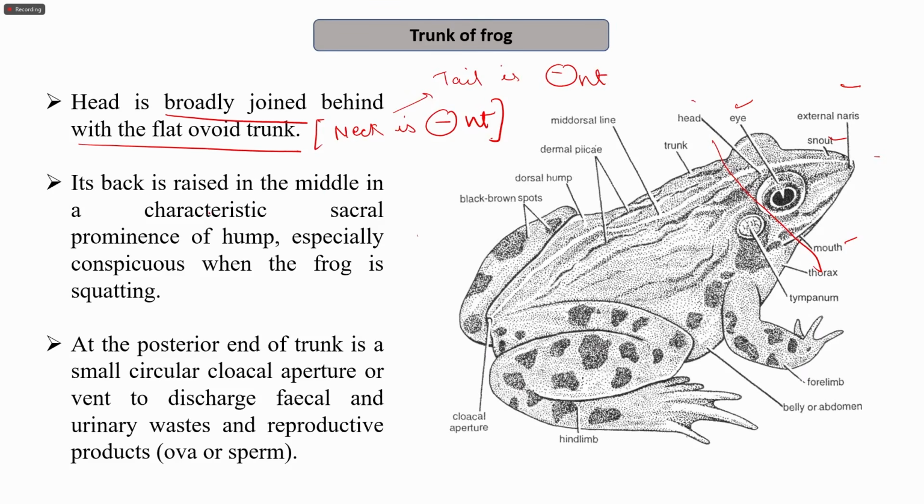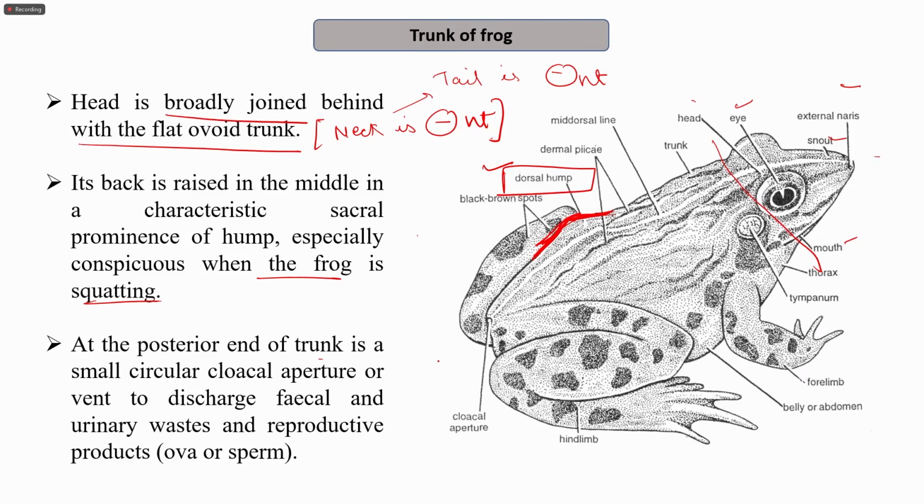Its back is raised in the middle. You can see here that the back is raised in the middle region, forming a hump. So a sacral prominence or hump, especially conspicuous when the frog is squatting. When the frog is about to jump, to take a leap, you can see a hump-like structure which forms in the trunk region. This is the dorsal hump.